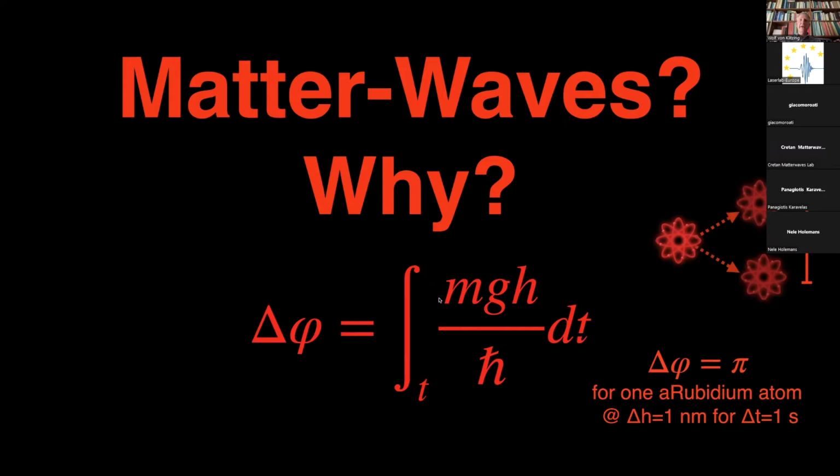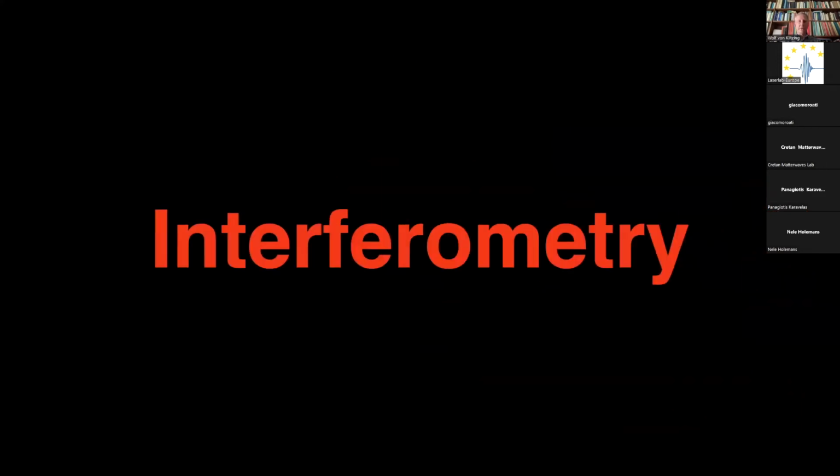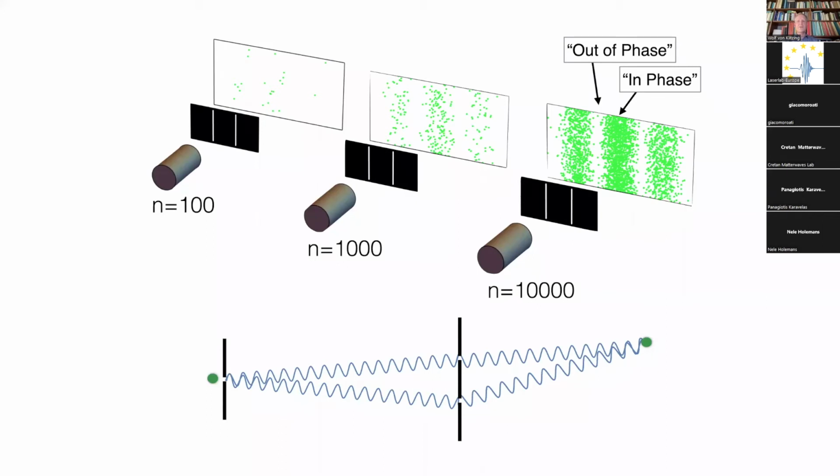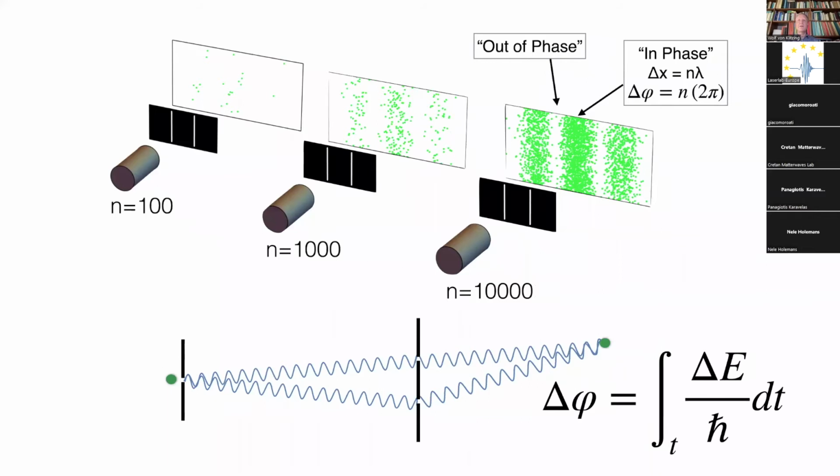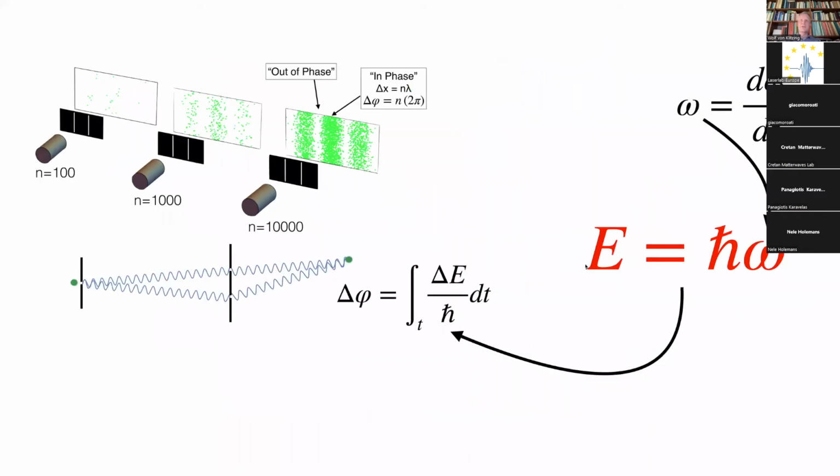And then I can calculate for a distance of just 1 nanometer, and 1 second, I get a phase shift of pi, which means I get a huge signal for just a 1 nanometer difference in gravitational potential on Earth. So in other words, why matter waves? Well, because they can measure things with extreme precision. And the tool for that is matter wave interferometry. If I have these two, I can send my atoms through there and calculate this phase, and I find that the height difference comes from this.